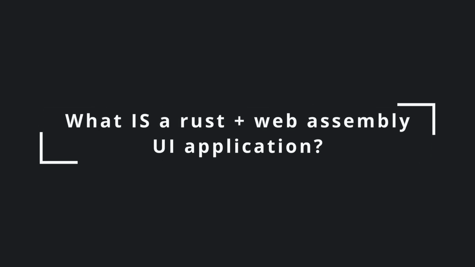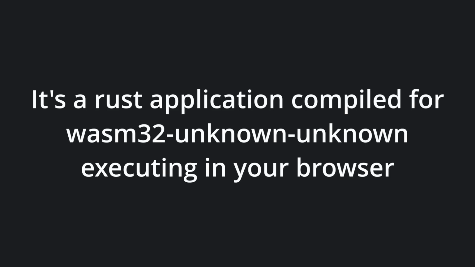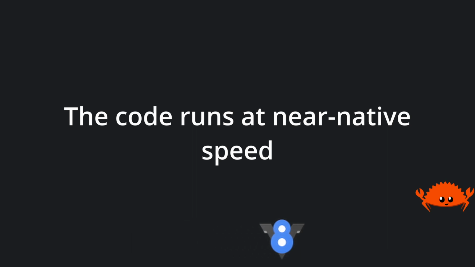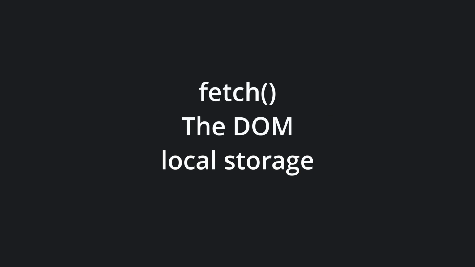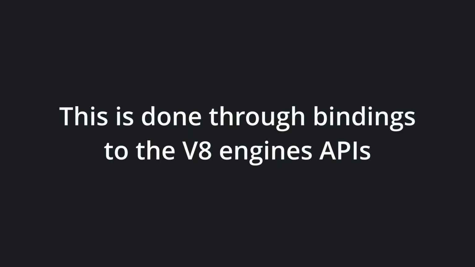So, what is a Rust plus WebAssembly GUI application? Simply put, it's a Rust application compiled to the WebAssembly bytecode format, executing in a sandbox environment in your browser. The code itself runs at near native speed, vastly outperforming equivalent JavaScript code. From the application, we can interact with the browser's APIs, such as fetch, the DOM, and local storage, via bindings towards the V8 engine runtime.